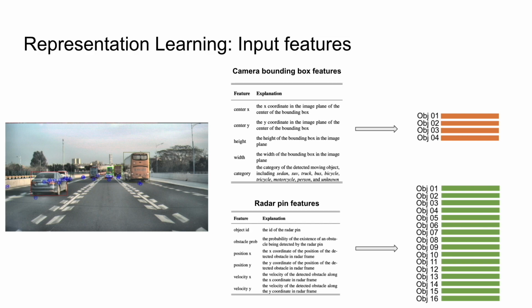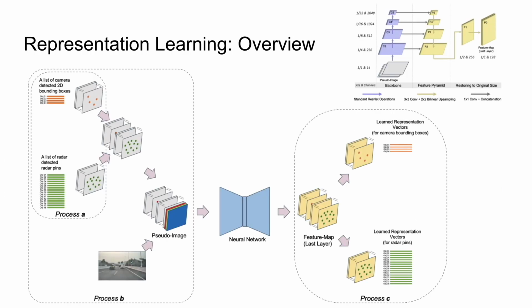Our method is based on representation learning. The input features include the raw camera RGB image, the bounding box features, and the radar pin features. We aim at learning representations of each 2D bounding box and each radar pin. Here is an overview of our method. We first use the bounding boxes and the radar pins to create a pseudo image, where each feature occupies one image channel, and each bounding box and radar pin has a unique pixel location. Then we concatenate the pseudo image with the raw camera RGB image to form a final pseudo image to be fed into a neural network to perform representation learning.